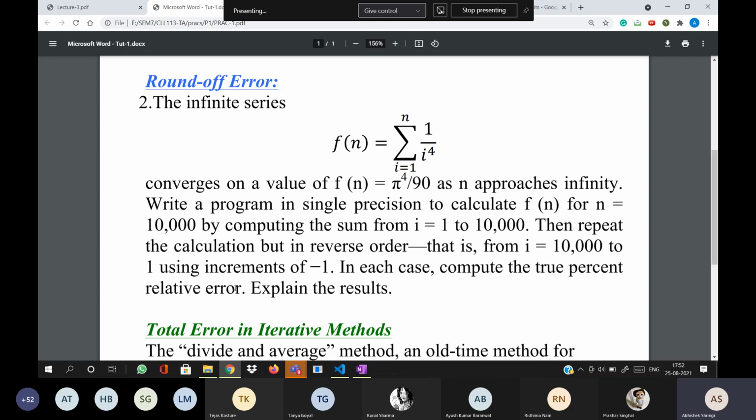And in the relative error, you have to compare two consecutive values of the loop. Like when you are calculating the ith loop, you have to compare it with the (i minus 1)th value that you calculated. Is it clear? Yes, sir. So starting from 1 to 10,000 you have to do that, and the same thing in reverse order, from 10,000 to 1.